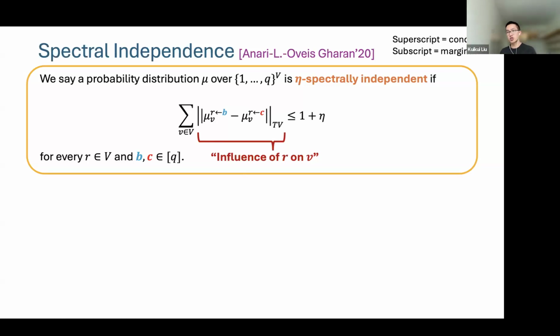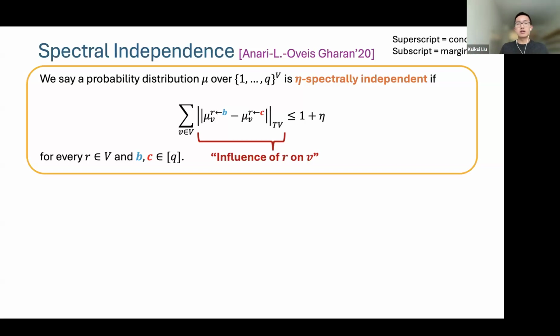And I'm going to compare that conditional marginal distribution with another conditional marginal distribution, where I instead fix the color of the vertex R to, let's say, some other color C. Okay? So this is a kind of influence of the vertex R on the vertex V, because this quantity is really capturing how much knowing the color assigned to the vertex R influences or affects the marginal distribution for the color of the vertex V.